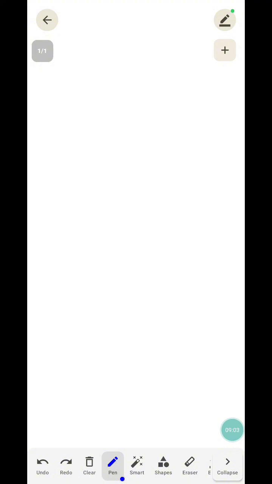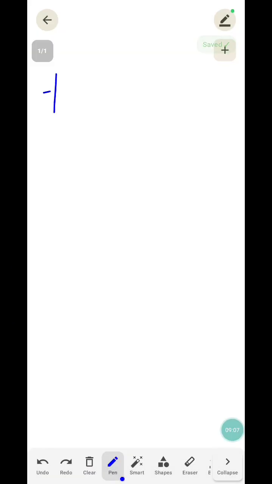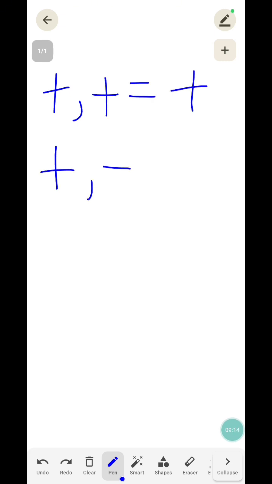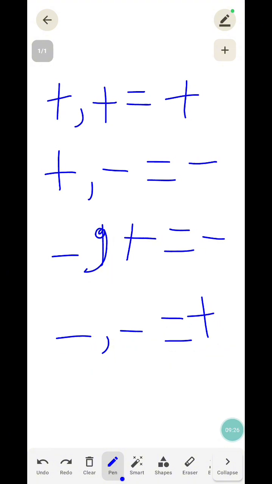So let me tell you the rules. Plus and plus is going to be plus. Plus and minus is going to be minus. Minus and plus is going to be again minus. And minus and minus is going to be plus.